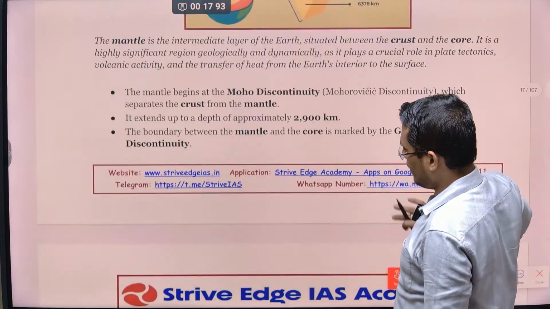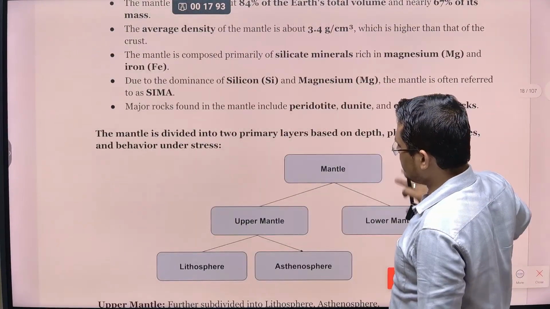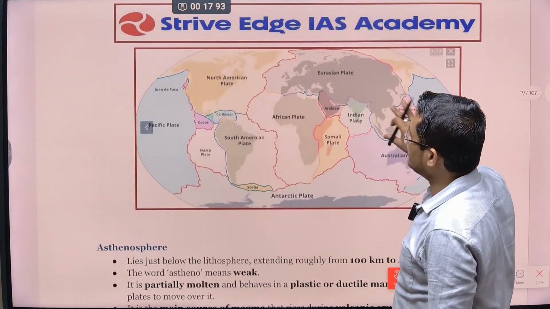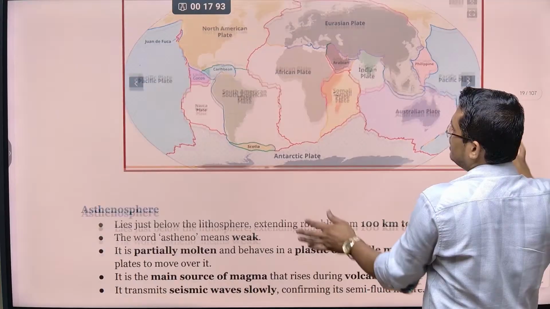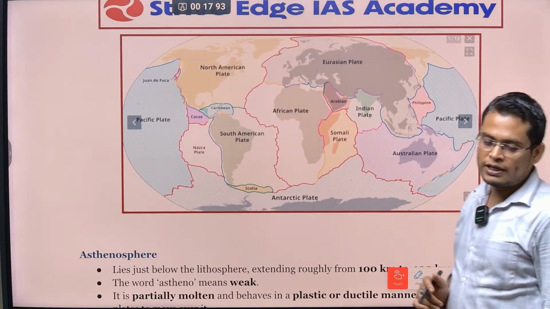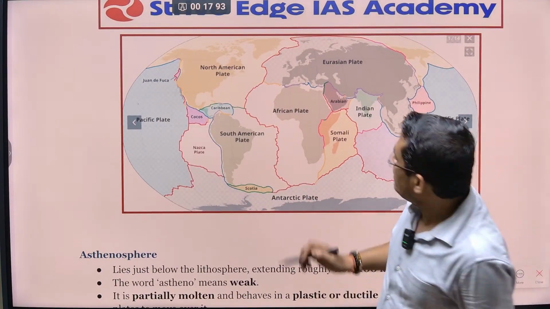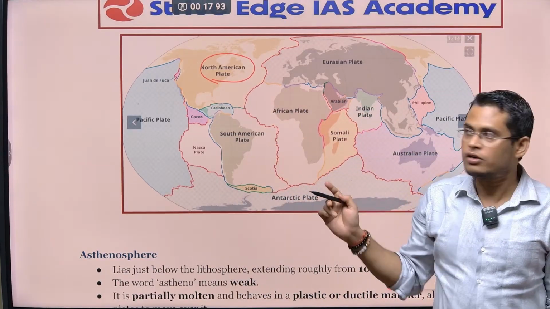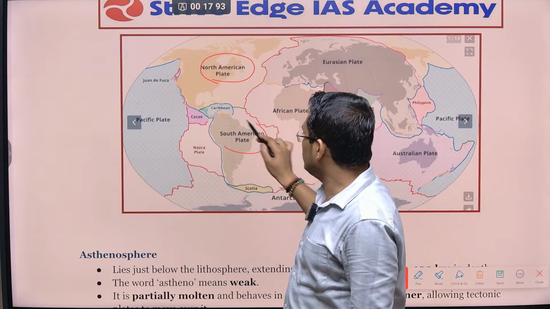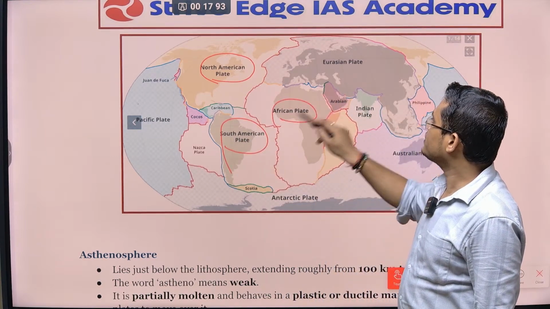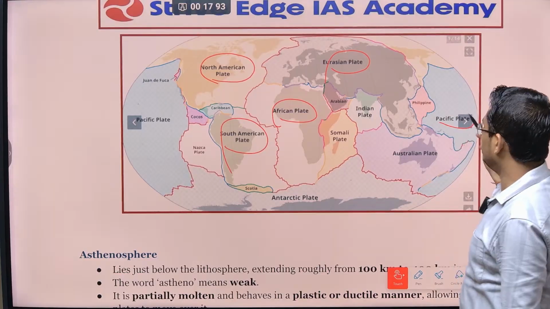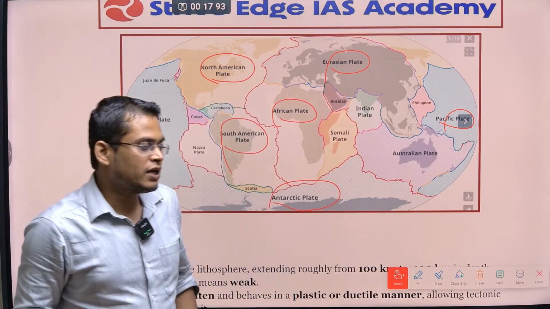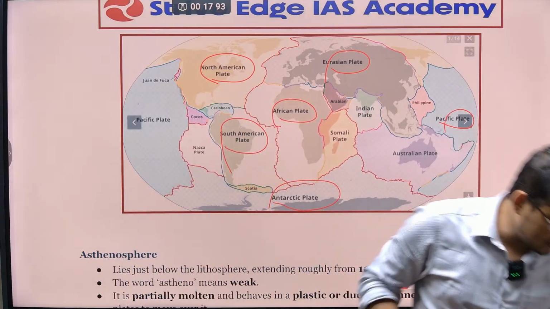Moving ahead. This is what we have already discussed in our previous class, so I am just doing a revision. You can see these lithospheric plates are not a single chunk. They are divided into multiple plates. I am highlighting in red the major plates: North American plate, South American plate, African plate, Eurasian plate, Pacific plate, and Antarctica plate. These are called major plates because of their vast size.